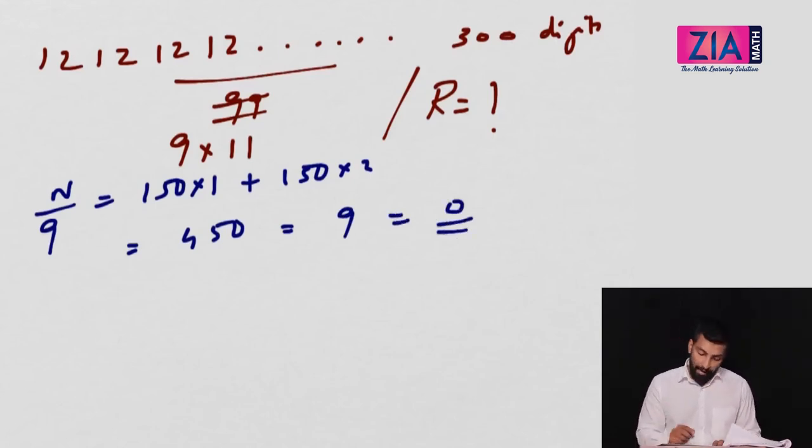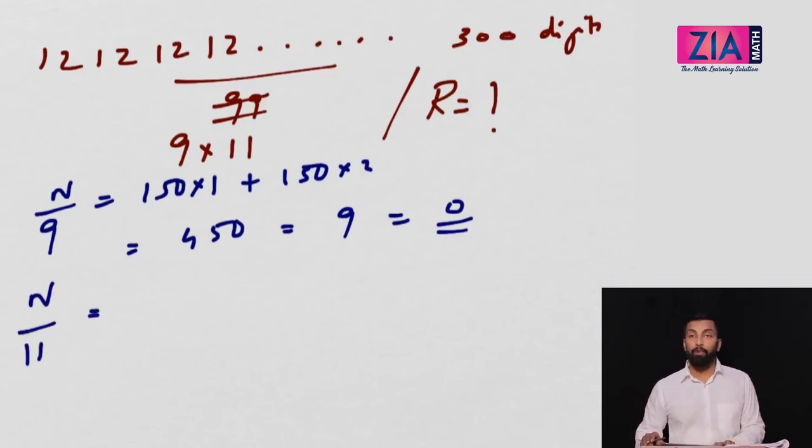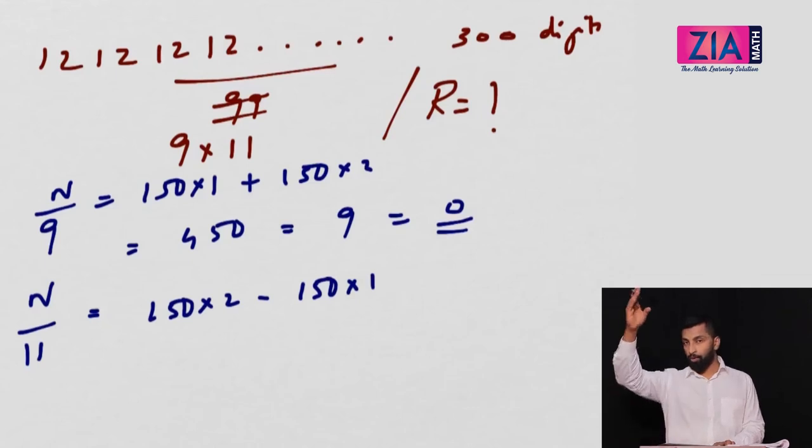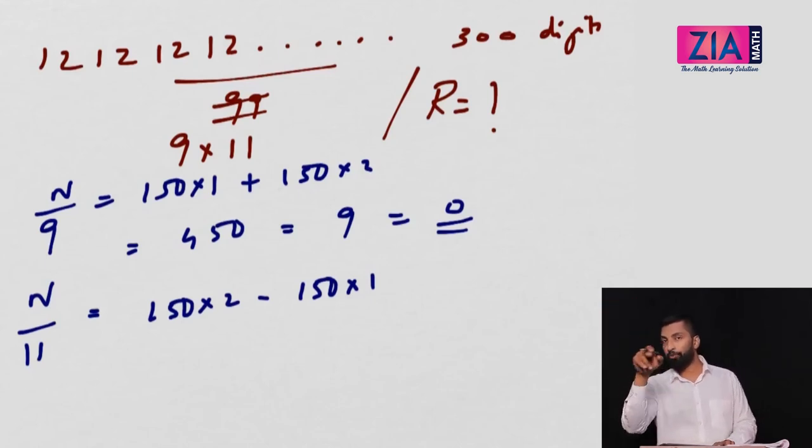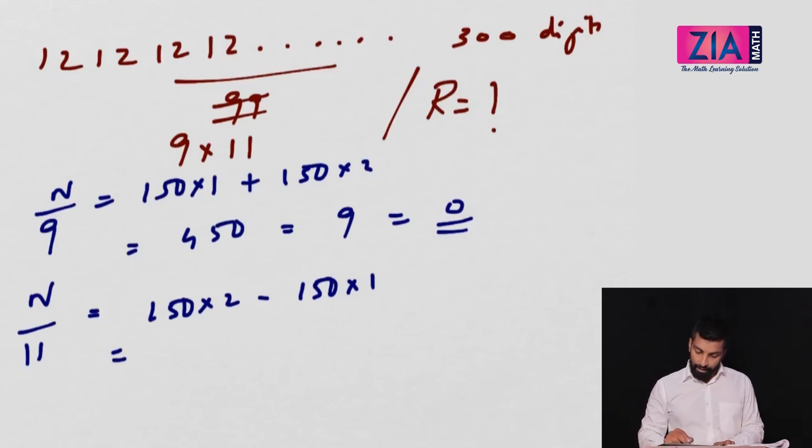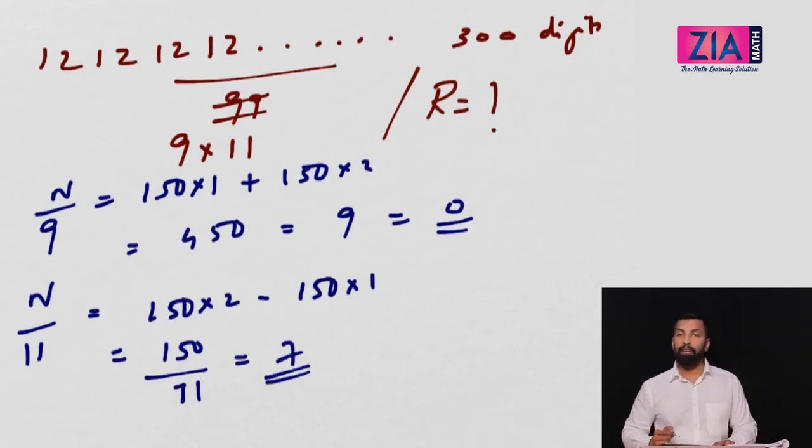I hope you understood. Similarly, when you divide by 11, you need to find out the remainder, right? How will you find it out? In the case of 11, earlier we grouped into triplets, but here you can group into groups of 1 with alternating plus and minus, starting with plus. So 2 is plus, 1 is minus. That's why 150 into 2 minus 150 into 1. So you get 150, and divided by 11, because that is greater than 11, you get 7. So 7 is the remainder.